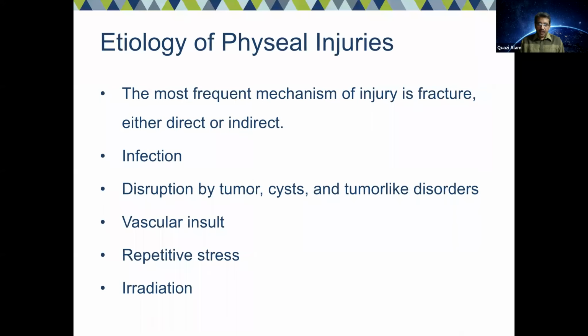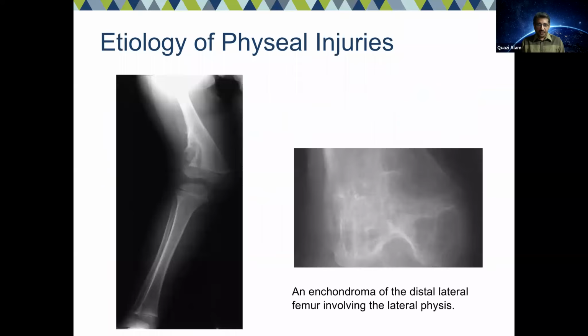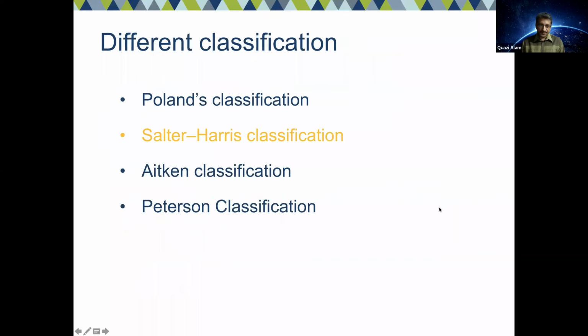Etiology. The most frequent mechanism of injury is fracture, definitely, either indirect or direct. But it can be injured by infection, tumor, cyst, or tumor-like disorders, vascular insult, repetitive stress, and irradiation. All these causes can cause physeal injuries. So here is an example. It's an enchondroma involving the metaphyseal region. Even after proper curettage, the main bone pathology has been cured, but later on we can find that the physis has been damaged and is fused, while the medial side is still maintaining its normal growth.